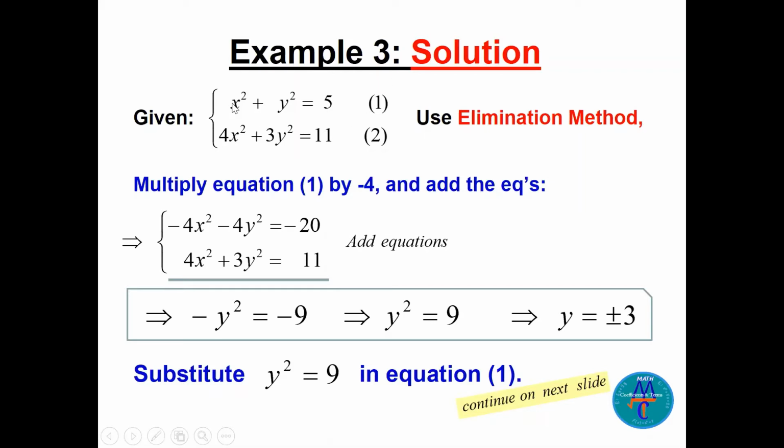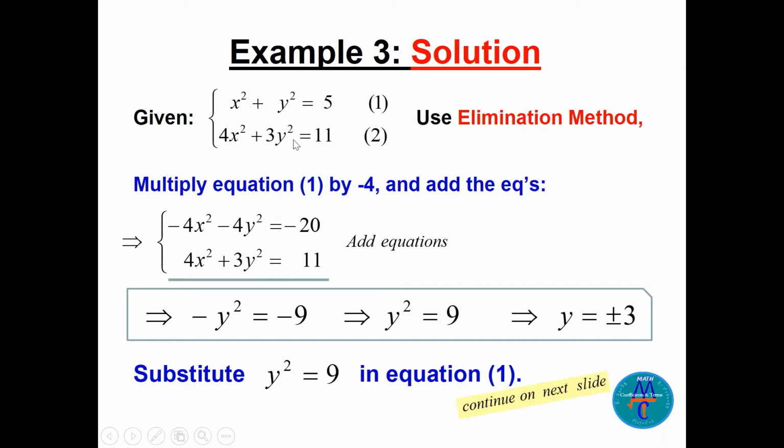Let's decide here to cancel x squared. So I have to multiply the equation 1 by minus 4. Remember to multiply on both sides, even 5 times minus 4 will be minus 20. Let's add the equations. We cancel the x. Here we get minus y squared is equal to minus 9. Multiply with minus 1. Y squared will be 9. You can find y from here, plus or minus 3.